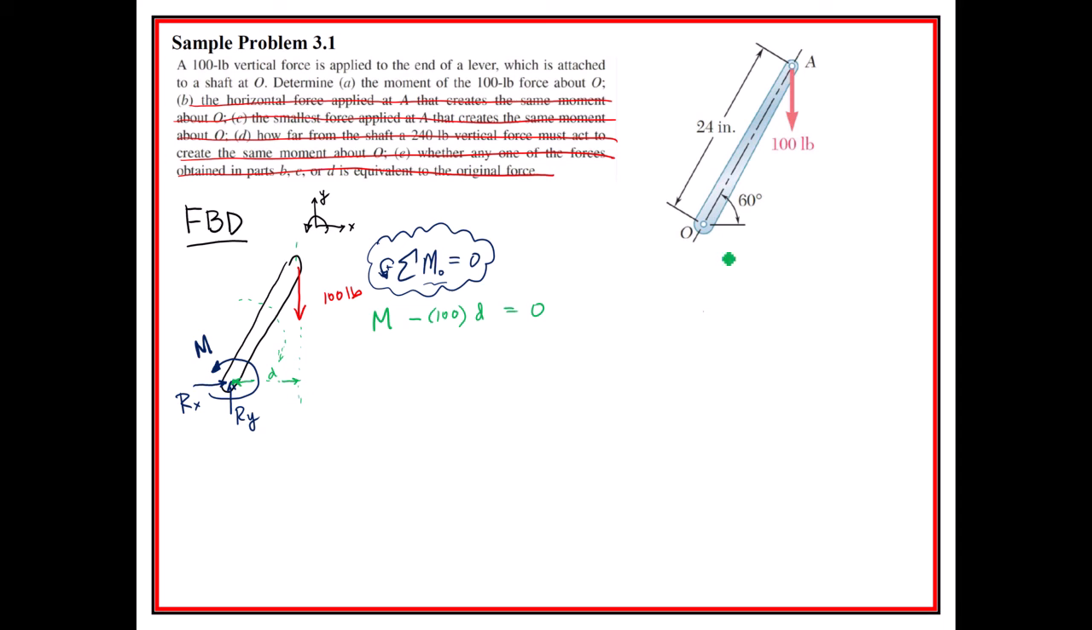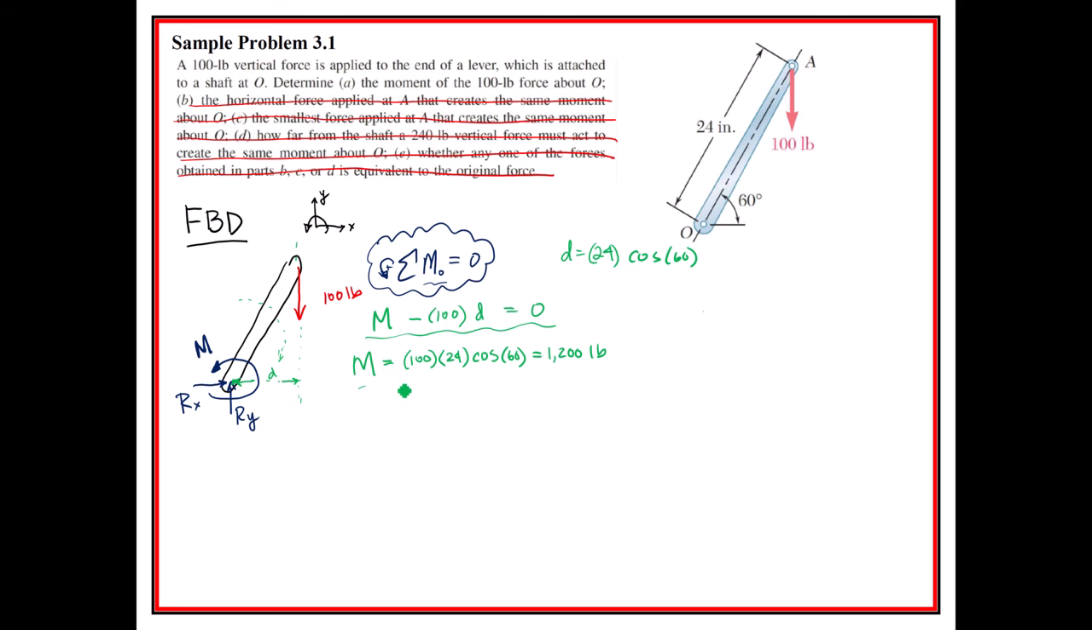So what is D? D in this case is going to be equal to 24 times the cosine of 60 degrees. So M, that reaction moment, is 100 times 24 times the cosine of 60, and that ends up equaling 1,200 pound-inches. By the way, I always write it out this way first.